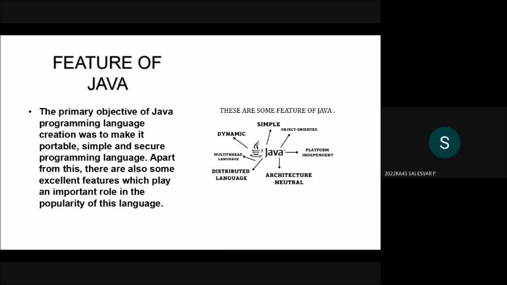Object-oriented. Java is an object-oriented programming language. Everything in Java is an object. Object-oriented means we organize our software as a combination of different types of objects that incorporate both data and behavior.